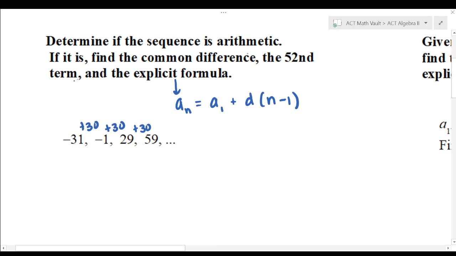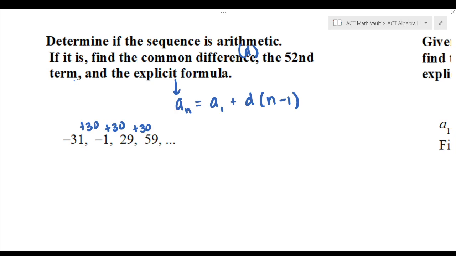Okay, so how do we write a formula to describe this pattern? Well, the explicit formula for an arithmetic sequence goes like this: a subscript n equals a subscript 1 plus d times n minus 1. The common difference is the same thing as this d. So it's asking you for the common difference and then to write the formula. Lastly, we'll find the 52nd term.